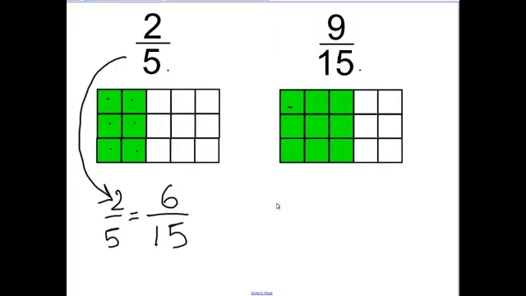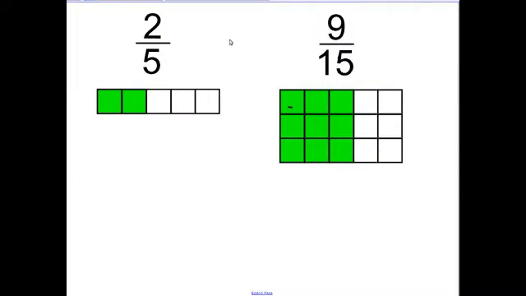And then if we were comparing, we could see which one was bigger out of 2/5 and 9/15. We can see we've got 6/15 and 9/15. We can see that 9/15 is clearly bigger. So that's one way of doing it. We can also do it the other way. So instead of changing the 2/5, we could find an equivalent fraction of 9/15 that would be the same.